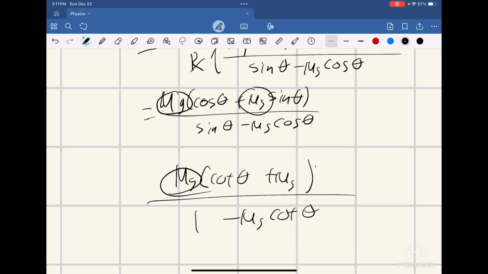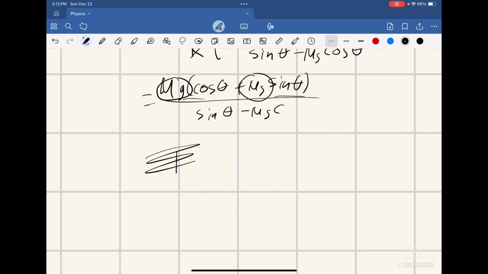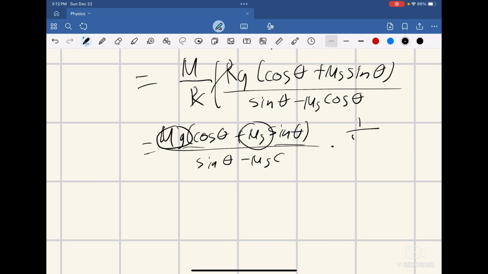What we know about the relationship between all these is that if you just divide everything by sine theta, you will get all these values. Sine theta divided by sine theta gives you 1, mu s sine theta divided by sine theta gives you just mu s, cosine divided by sine theta gives you cotangent theta, and mu s cosine theta divided by sine theta gives mu s cotangent theta. So to get here, we're going to multiply both the top and bottom by 1 over sine theta.